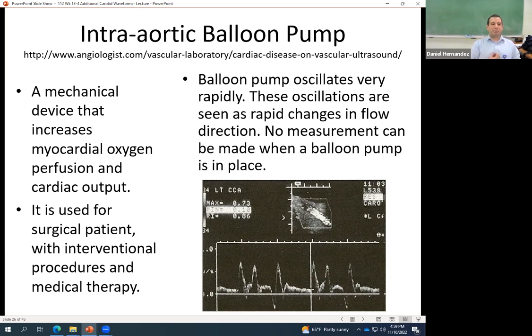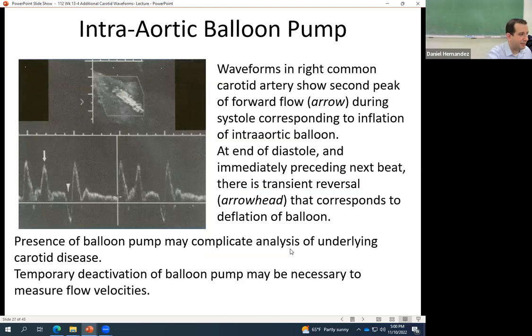This is actually a balloon that's placed in the aorta that inflates and deflates, and will create a very particular waveform in your carotid arteries. This is an oscillating waveform. One pulse is due to the natural contraction of the heart and the other is due to the balloon inflating and deflating, so it almost looks like two pulses. This one is the patient's natural heart creating the pulse, and this is due to the inflating and deflating of the balloon.